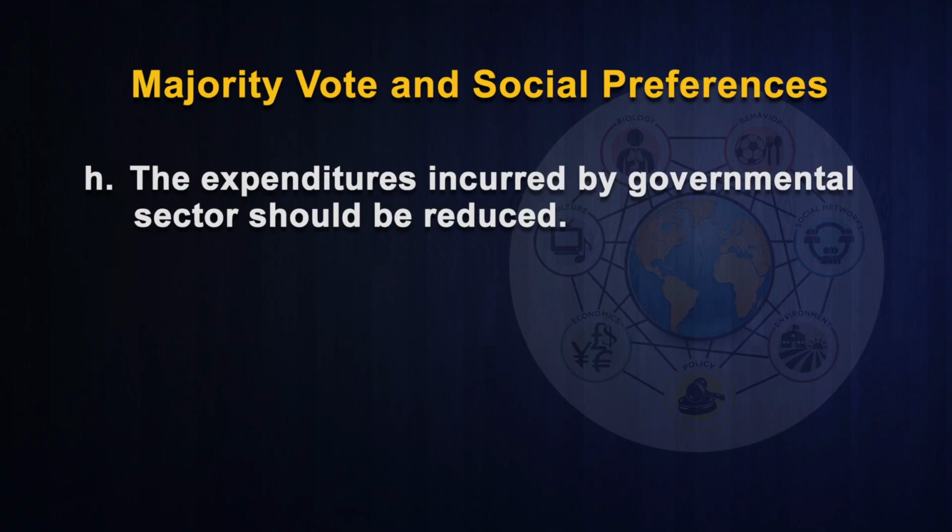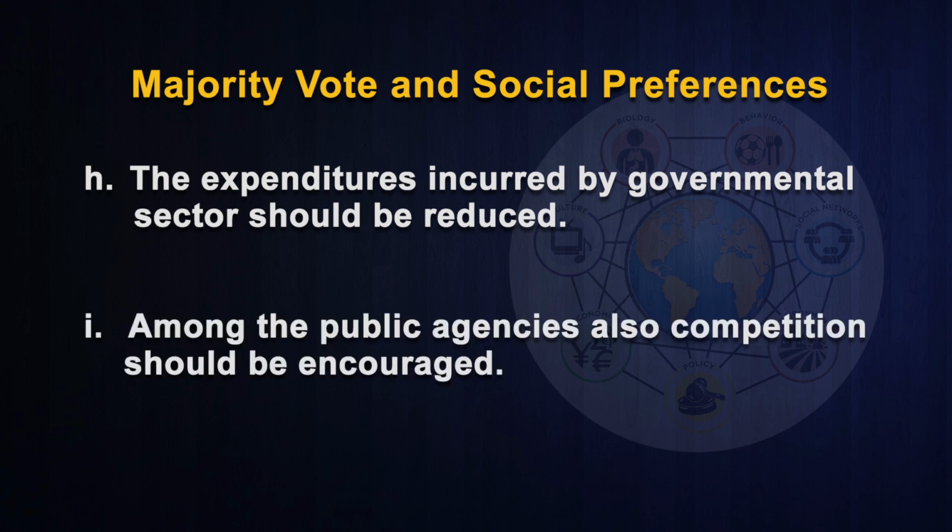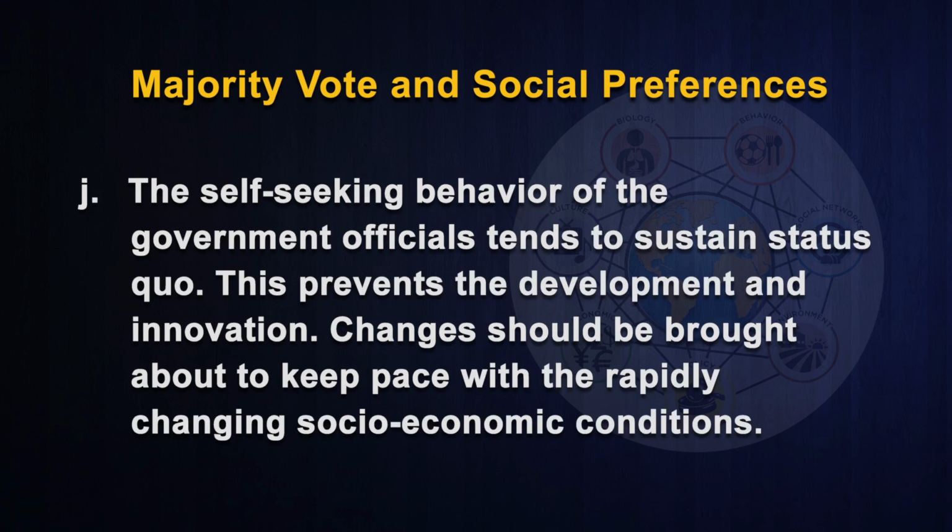This is because the visible hand of the government may not always be benevolent, and even in popular democracies, government may not be framing rational economic policies for the long-term development of society. The expenditures incurred by the governmental sector should be reduced. Among the public agencies also, competition should be encouraged. The self-seeking behavior of government officials tends to sustain the status quo. This prevents development and innovation. Changes should be brought about to keep pace with the rapidly changing socio-economic conditions.